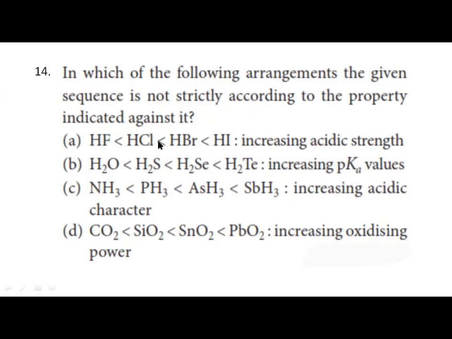See, these are mineral acids. As you move down the group, look, these are non-metals, halogens. We'll consider all the 4 options and see which is not correctly matched. Option A, HF, HCl, HBr, and HI. As you move down the group, metallic character increases. Metallic character increasing means basic nature increases. So as you move down the group, acidic strength is in decreasing order.